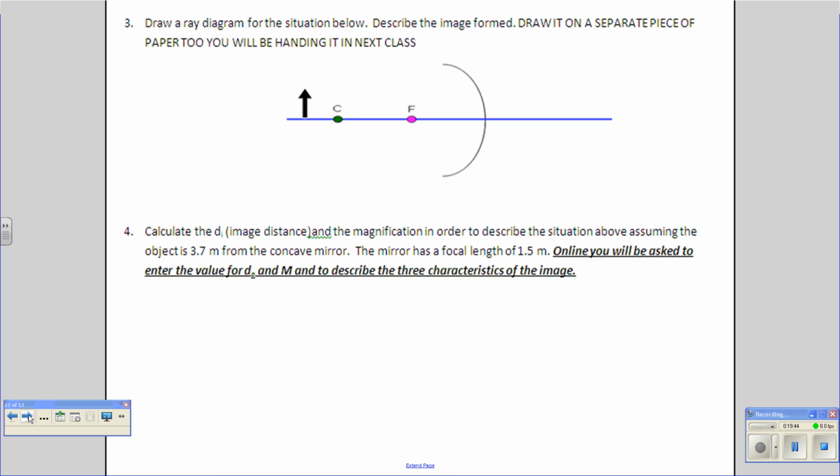Now you're going to work on number 3. That's going to be different depending on your version, and number 4 as well. All right, good luck.